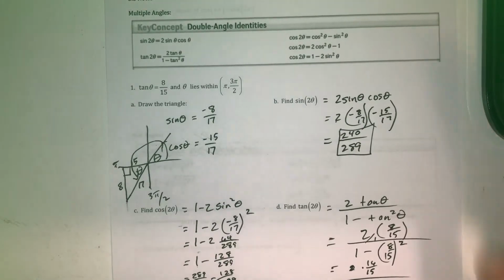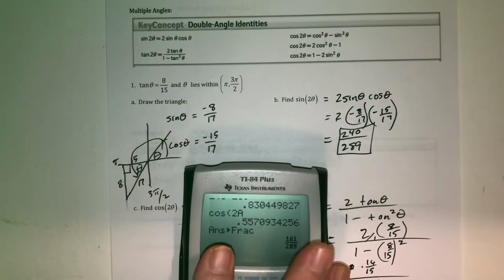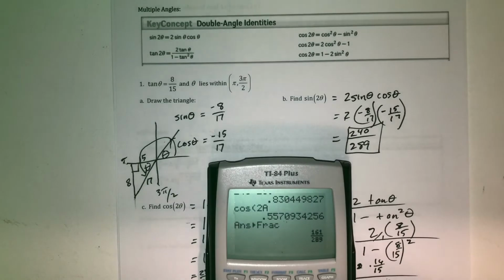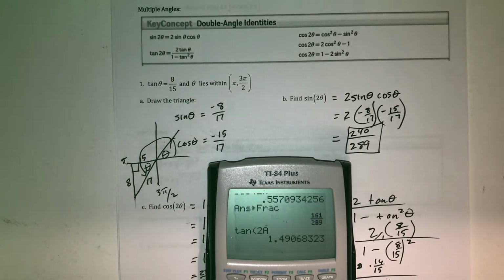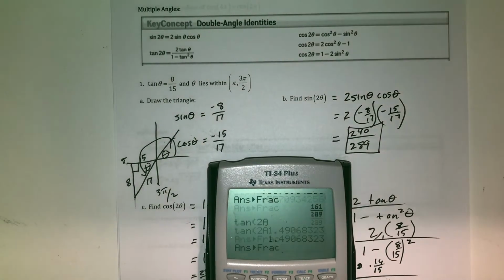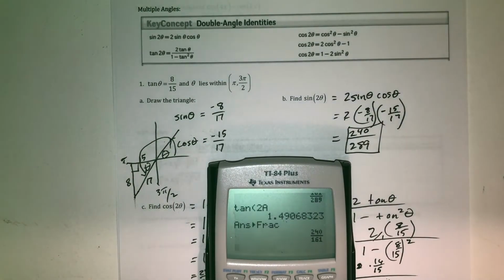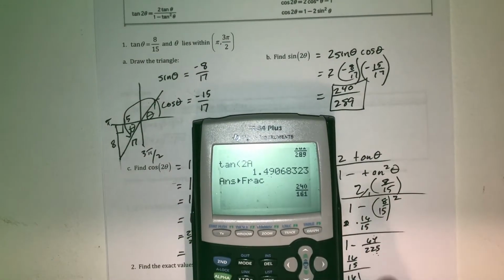Now, since I have the angle theta still in here, I can just type in the tangent of 2 theta. Uh-oh, hold on, that's not 2. Okay, the tangent of 2 theta, get that value, and then hit math, enter, enter, and that should give me 240 over 161. And it did, as you can see.